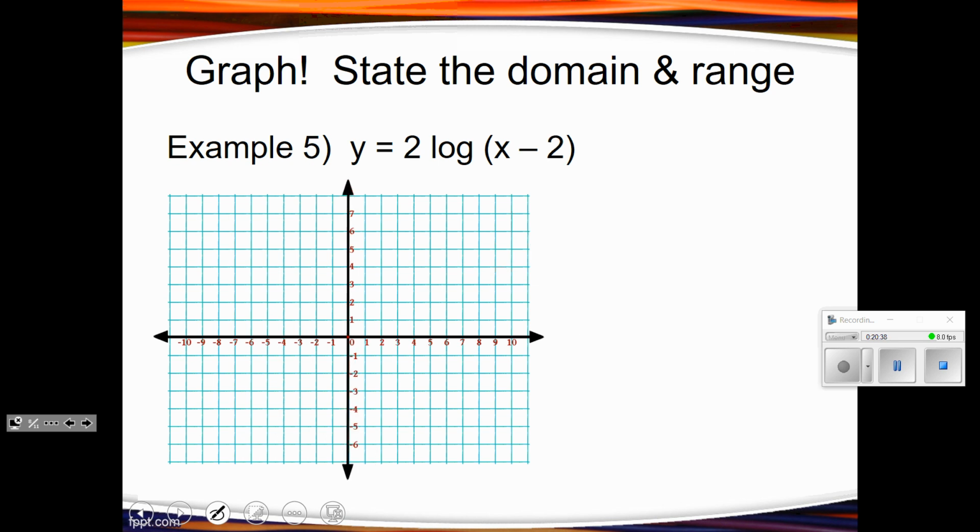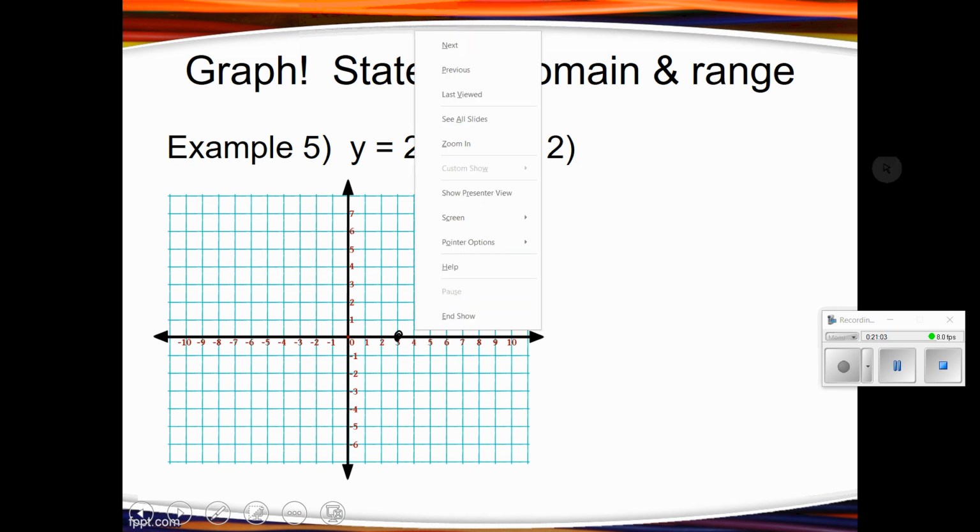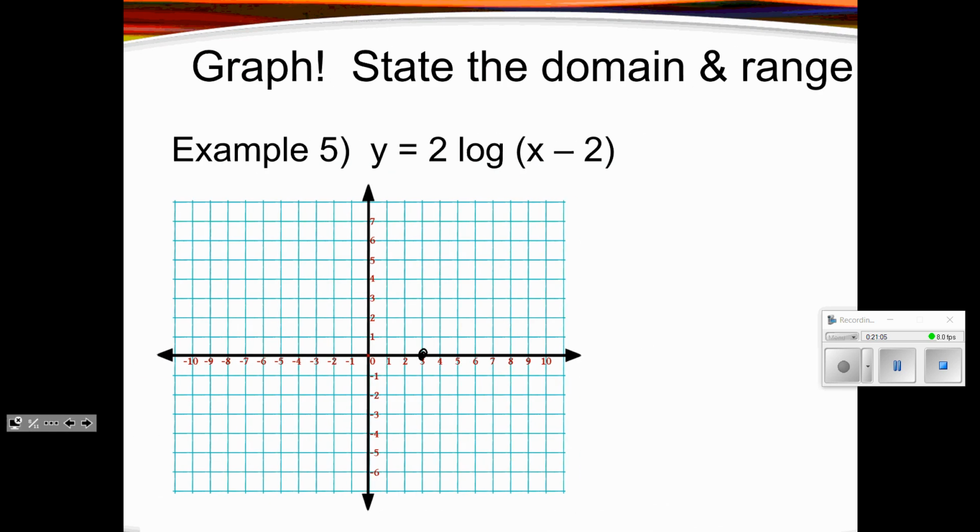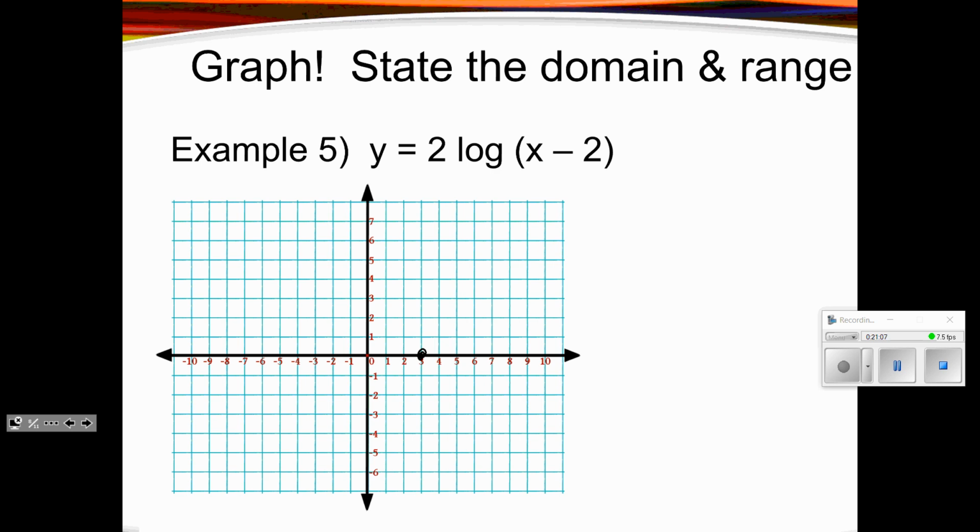Okay, we've got another just plain log, base 10, so we can use the log key: 2 log of x minus 2. I'm going to get some good points. So I have 3, 0. I have 4, 0.6. Whoops. Make sure I got some.